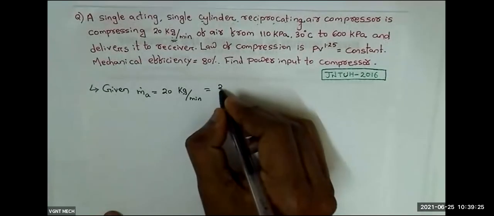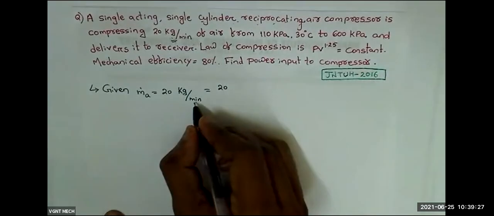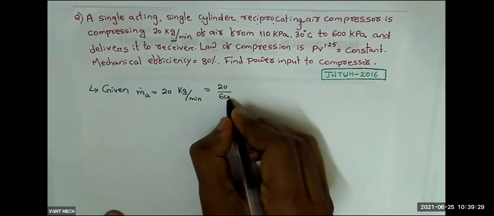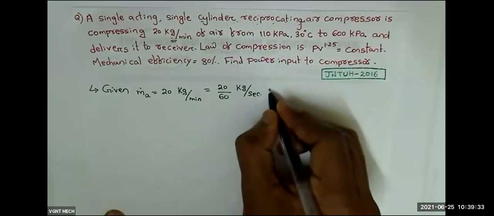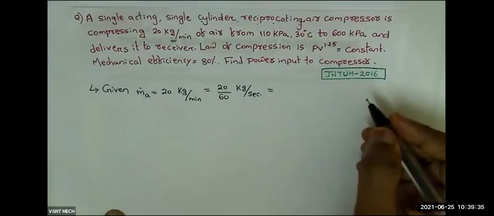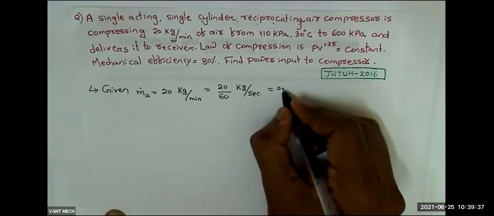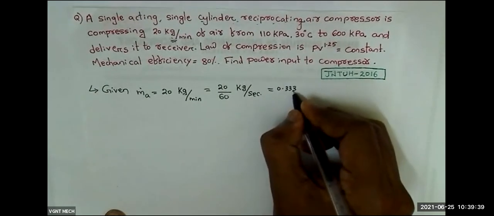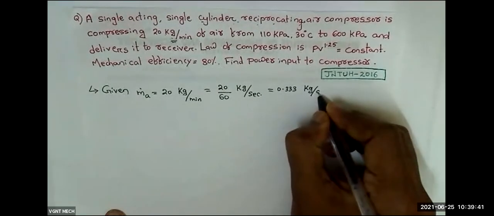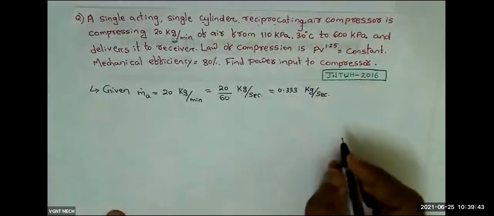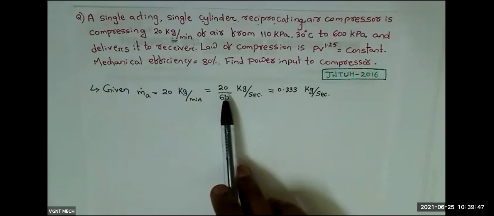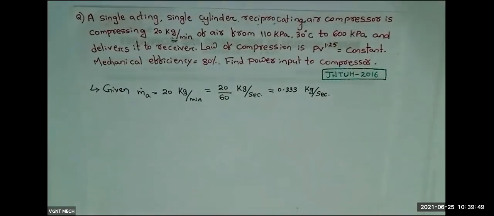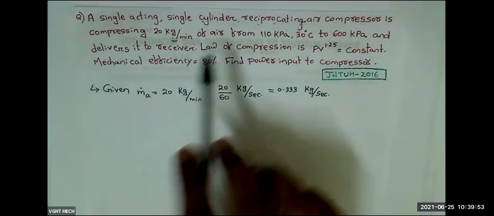If we convert this mass flow rate into seconds, 1 minute is 60 seconds. So this must be 20 by 60 kg per second. If we solve this, 1 by 3 is 0.333 kg per second. Once you calculate, if I was wrong, then you tell me. So 1 by 3 means 0.333 kg per second. This is the mass flow rate of the air given.